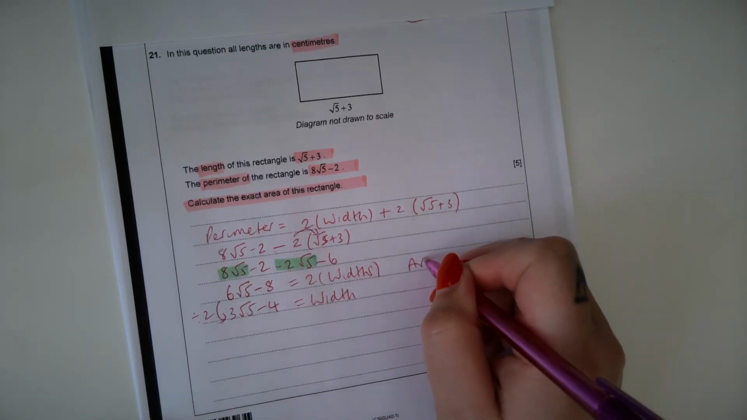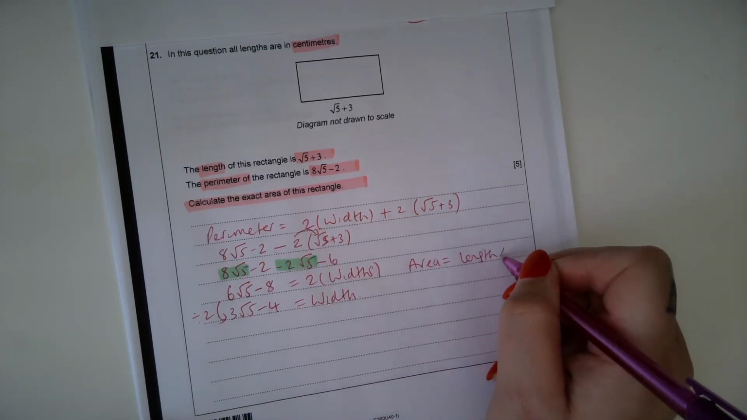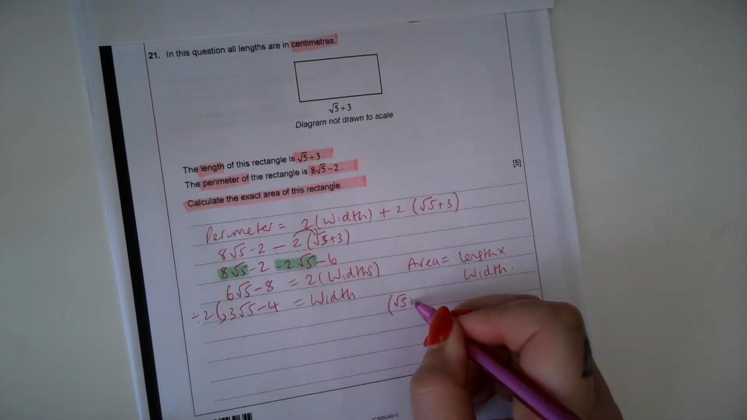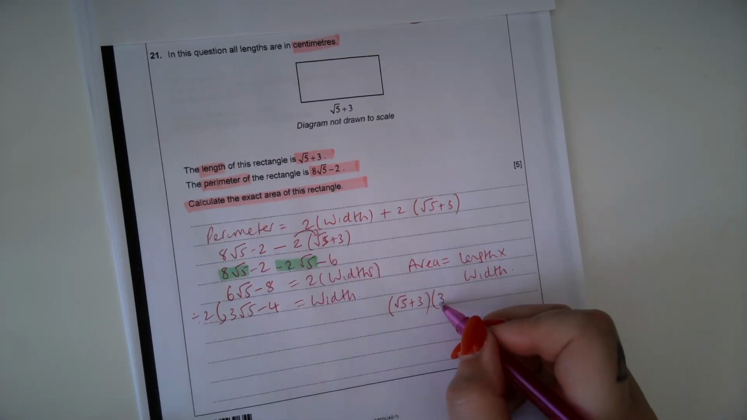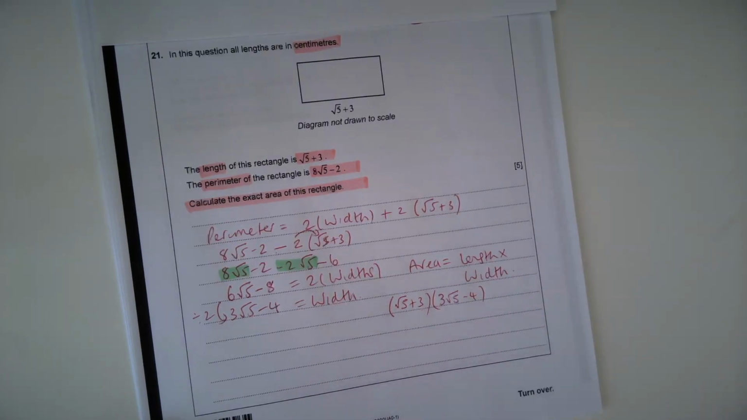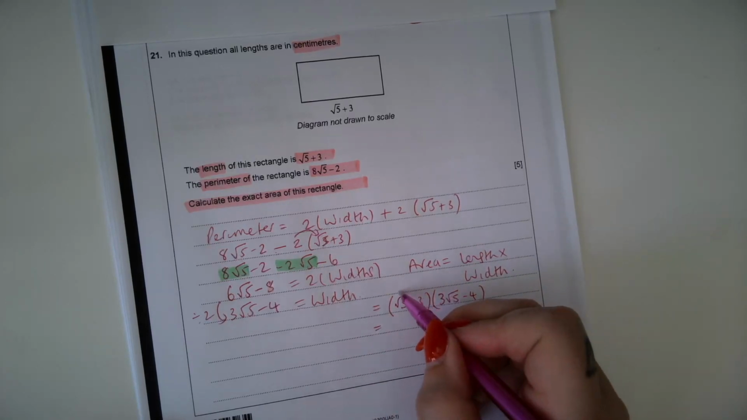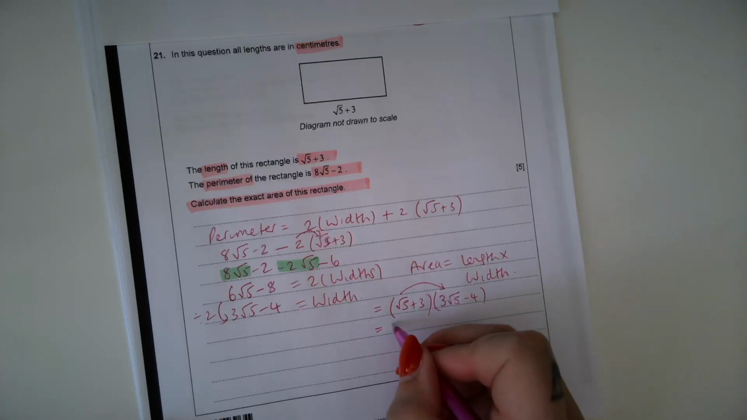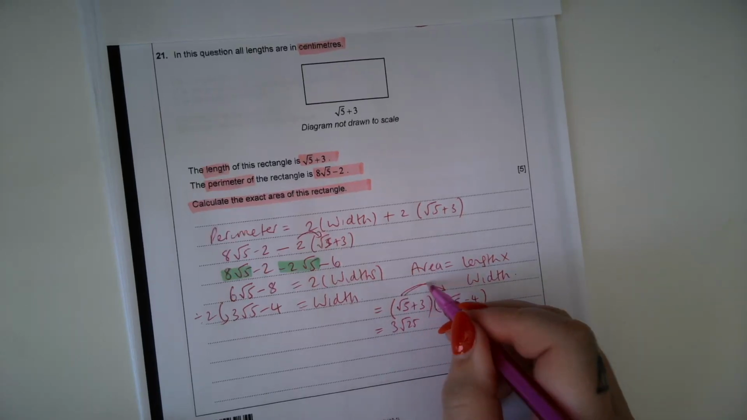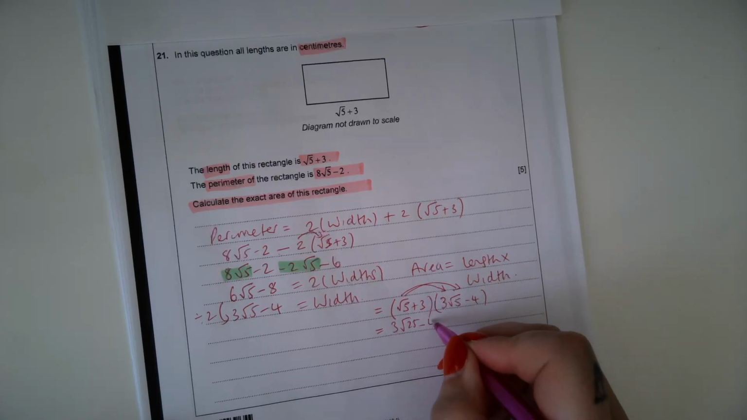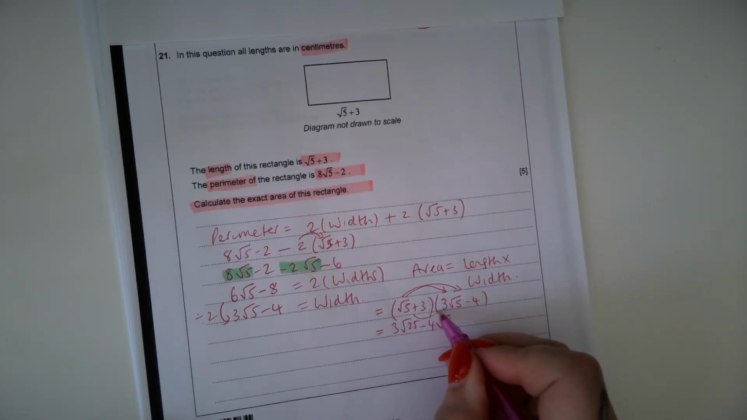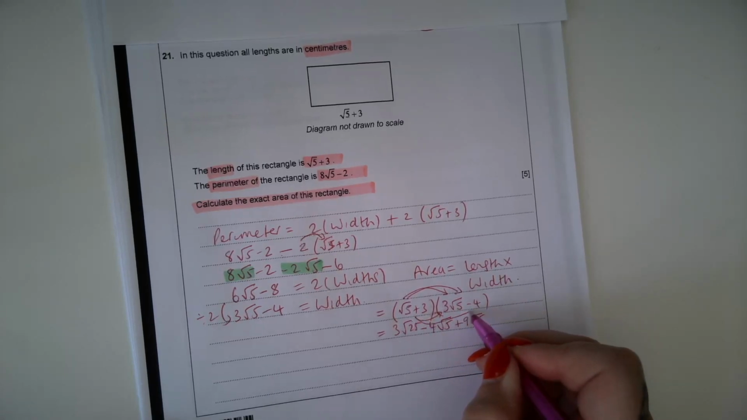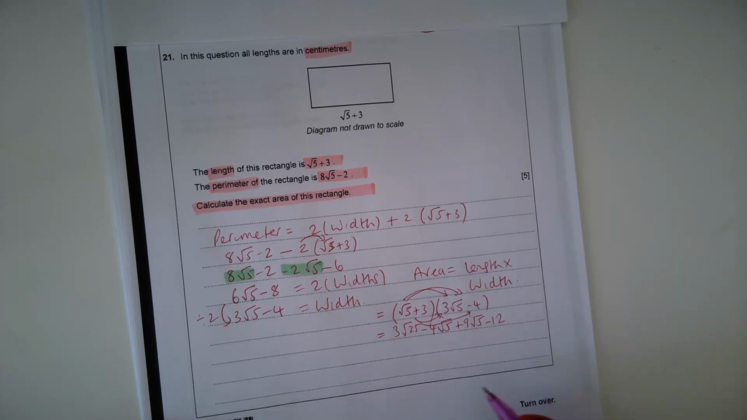So area equals length times width. So our length is root 5 plus 3. Our width is 3 root 5 subtract 4. And we're going to expand these brackets. So root 5 times 3 root 5 becomes 3 root 25. Root 5 times negative 4 becomes negative 4 root 5. 3 times 3 root 5 becomes positive 9 root 5. And 3 times negative 4 becomes negative 12.